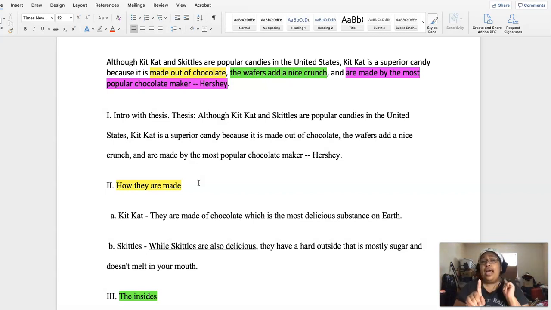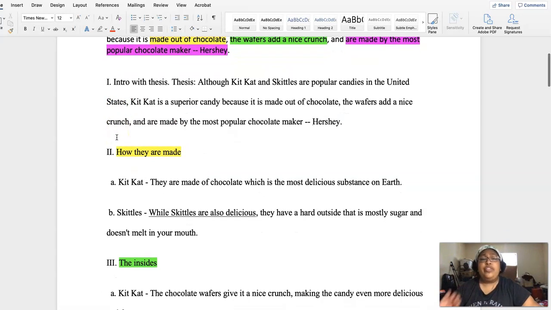So I want you to notice how each of those prongs has a different color. Made out of chocolate is yellow, the wafers is green, and the candy maker is in pink, right? This is going to help us understand the structure a little bit better. So the first paragraph is always going to be the intro with thesis. That's always easy. Conclusion is always easy. What is going to be interesting is the 3 paragraphs here.